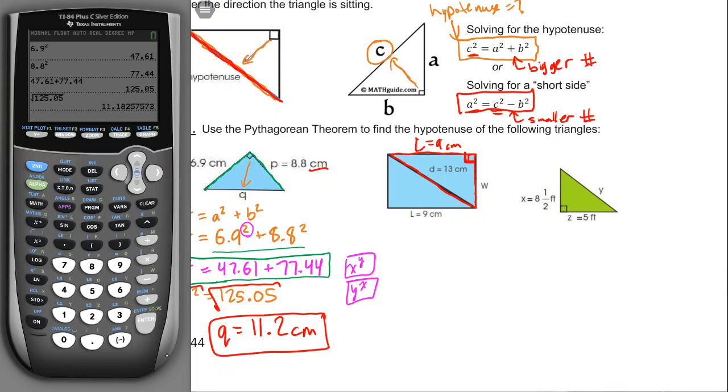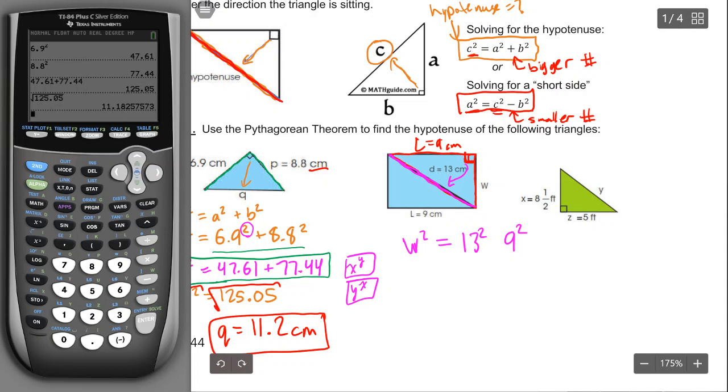Our width we don't know. So all that I'm going to do, I'm just going to jump right into w squared, because that's what I'm trying to solve for. W squared equals, I've got 13 squared, and I've got 9 squared. And the only question is, am I adding these or subtracting these? Well, because 13 is the hypotenuse, right? 13, the diagonal of the triangle is opposite the right angle. That makes this the longest side. And the width has to be shorter than the longest side. So we're going to subtract.